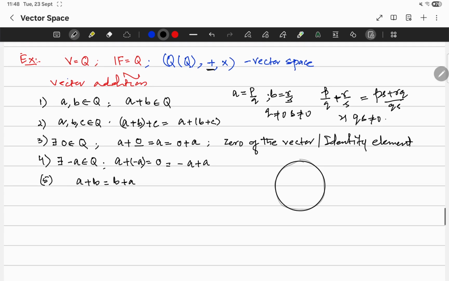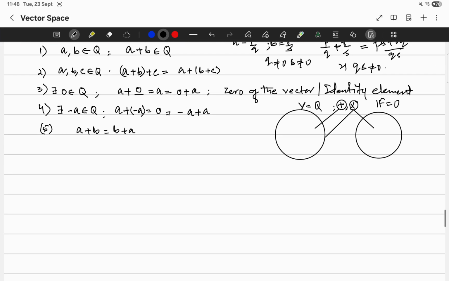Okay, so here V is equal to Q and your F is also equal to Q. So you have the two operations, plus and multiplication. When we are doing the internal composition, we are using the addition, and when we are using the external composition, we are using the multiplication. For the internal composition, that's the vector addition, we have checked all the five properties, that it is an abelian group under the first operation, that is usual addition here.